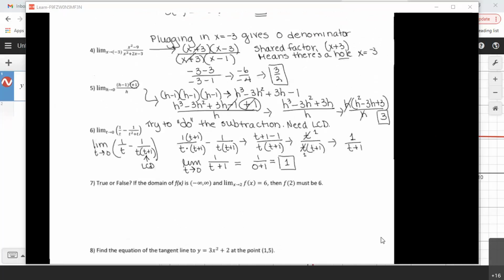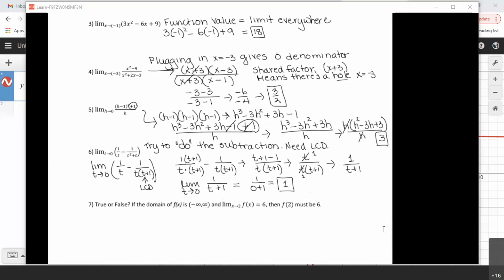Anybody have questions on 4 through 6? Anybody questions on those? The algebraic limit ones?